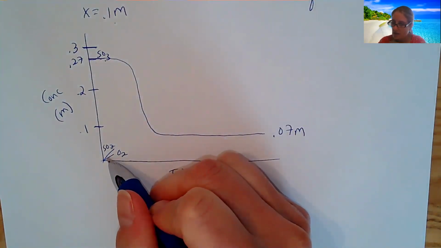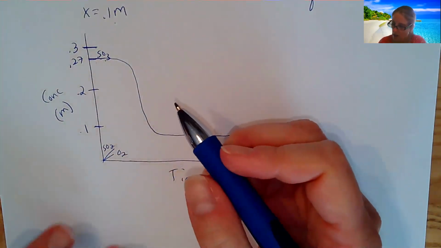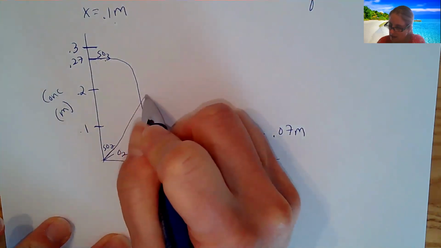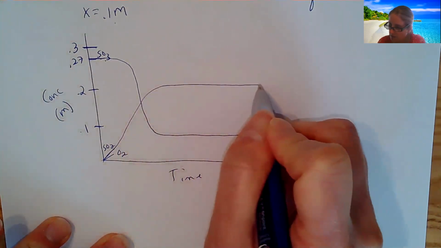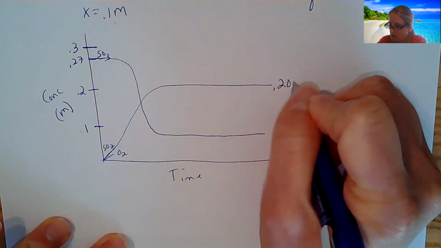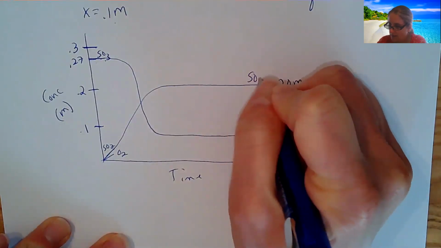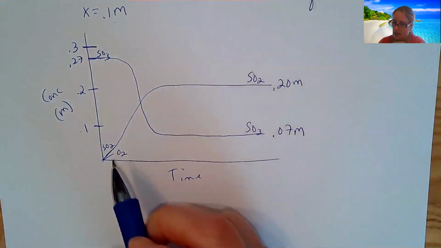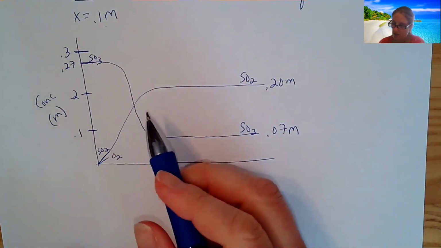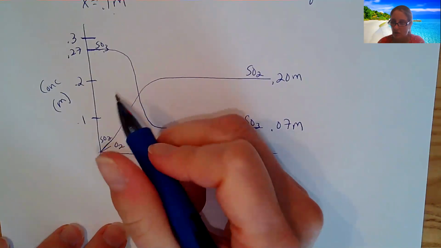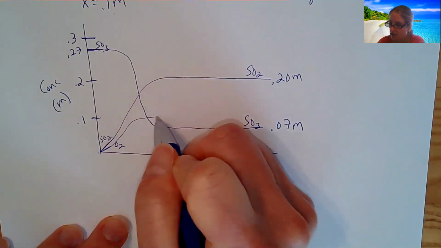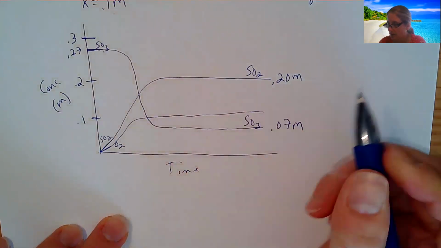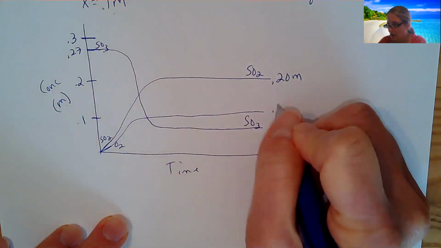SO2 goes from 0 to 0.2. So I'm going to take this line and then go up and then over. So that's going to be 0.2 molarity. And again, you could write the formula on top here so we could keep it all straight. And then O2 is starting at 0 and goes to 0.1, so I'm going to take that and then right over there. And again, this is all ballpark.